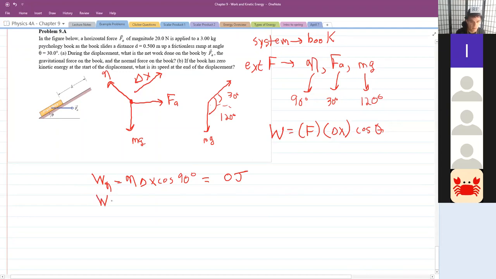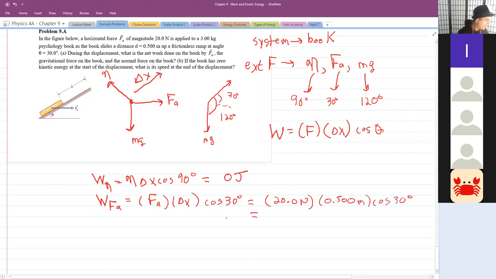If I want to calculate the work done by FA, it's the magnitude of FA times the displacement times the cosine of the angle between the two, which we saw was 30 degrees. FA, we were told, was 20 newtons, the displacement was 0.5 meters, and my angle was 30 degrees. What do I get for the work done by FA? Oh, I didn't actually calculate it. Let's calculate it now. 20 times 0.5 times cosine of 30. What I get is 8.66 joules of work done by force FA.